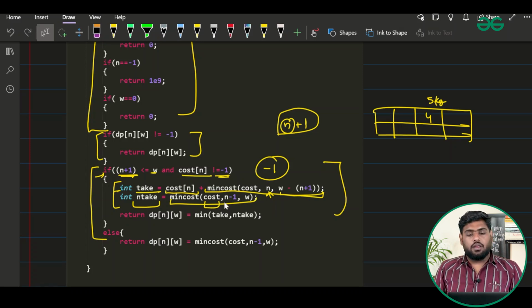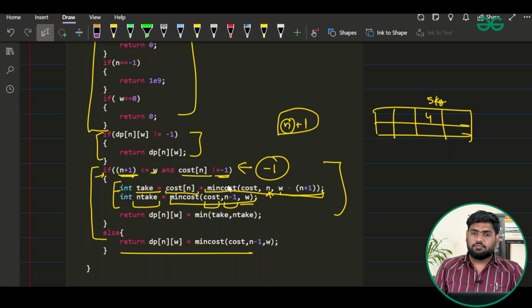Cost is going to be n minus 1 reduced, since I'm not going to be taking that nth element again. W is not getting affected at all because we are not reducing the capacity. Now here, this is the else condition, when this one fails. When this one fails, we simply have to rely upon the sub problem because that is going to bring us the answer. This is how you do it.